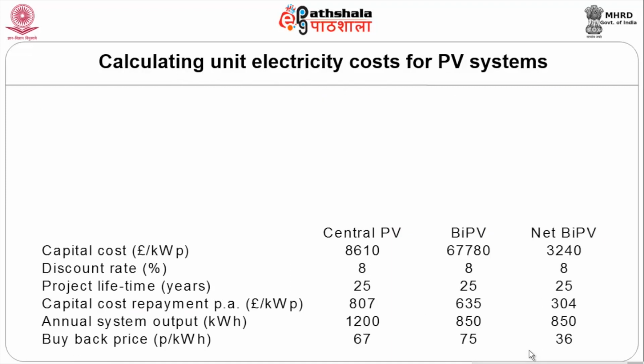Calculating the unit electricity cost for PV systems. So, the buyback price is 67 and 75 and 36 years. For capital cost, BIPV has a higher value here, and other things remain more or less similar.